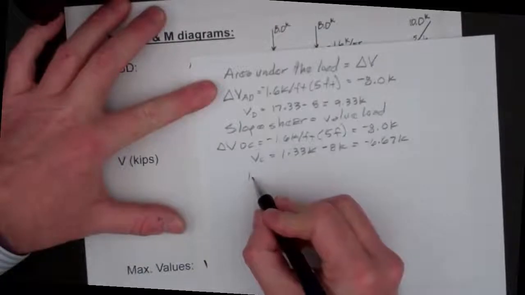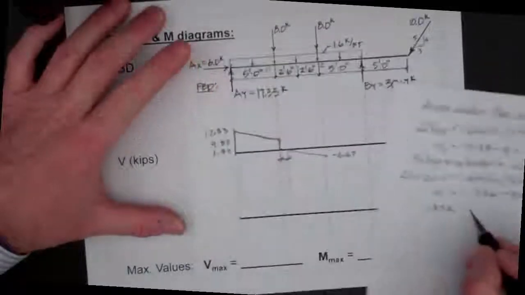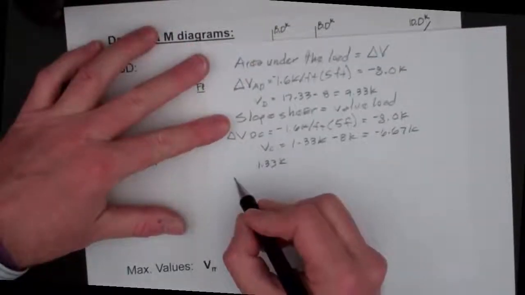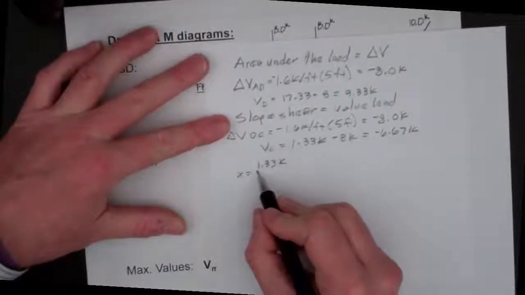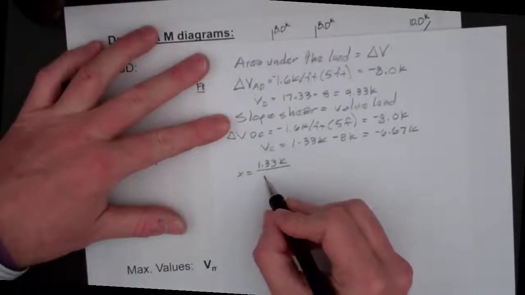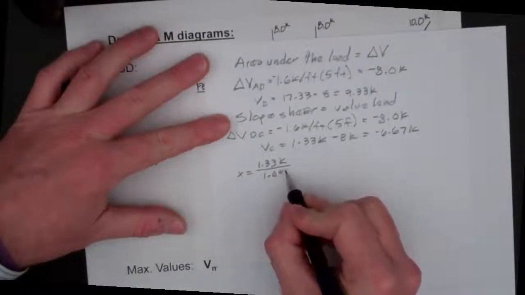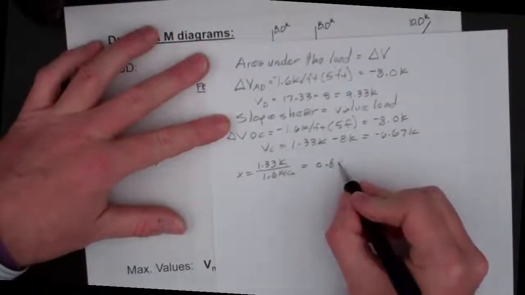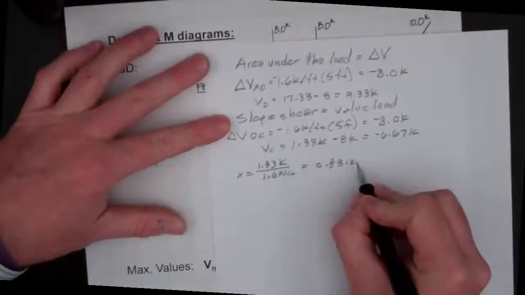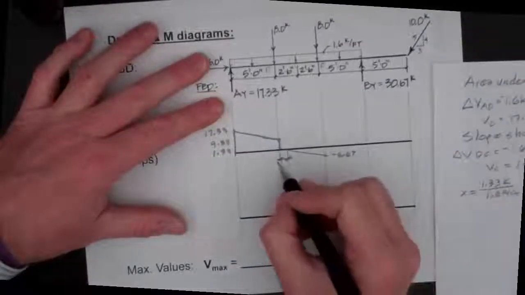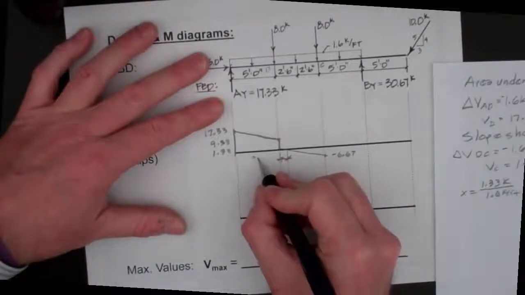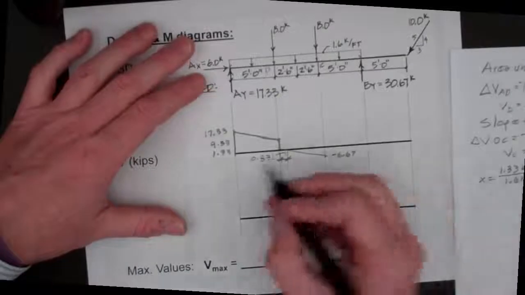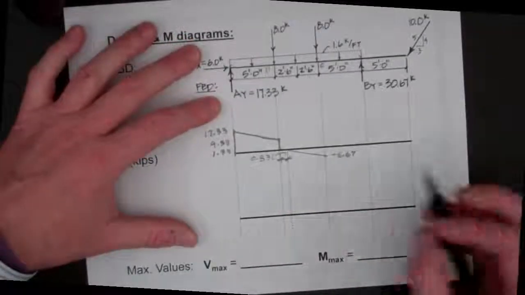So if we start off with 1.33 kips, and we're dropping by 1.6 kips per foot, our distance x would simply be the shear divided by the slope. And from that we get a distance of 0.83125 feet. And here we can label the new distance on the shear diagram. Another way would be to do similar triangles, but it will get you the same distance we just found.